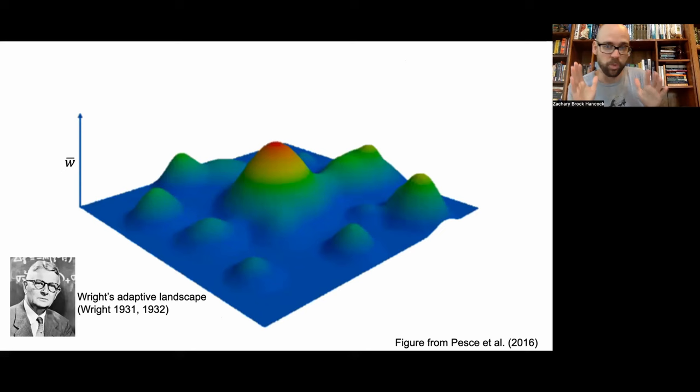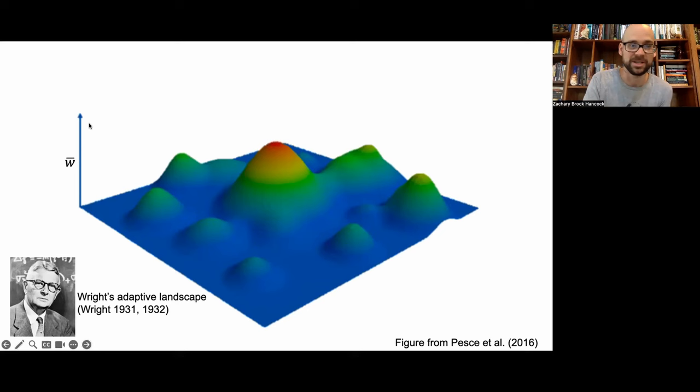And the way that we're going to walk through this is we're going to start off with this landscape, okay? So everything in the cool colors represent the valleys of fitness. So these are the low fitness areas. And then as you're climbing up the peaks, those are representing areas of higher fitness.